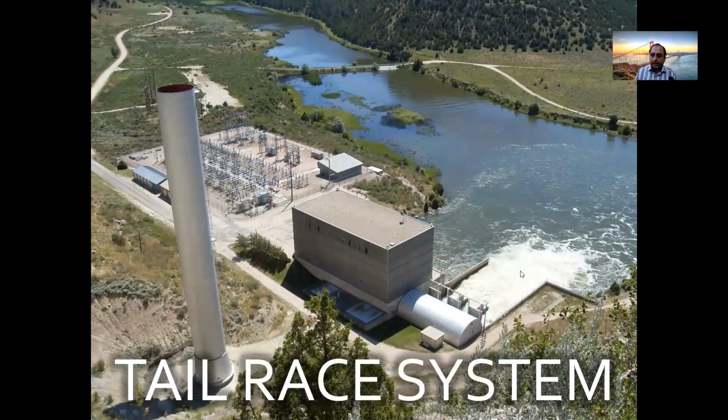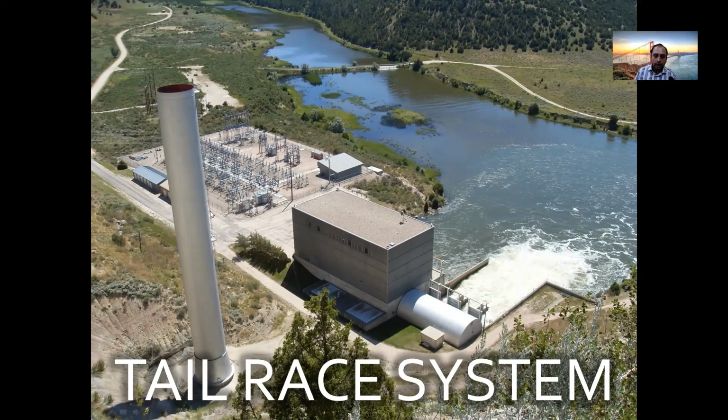Finally, the tail race system. Once the electricity is generated, the water has to be given back to the river. It has to be transported back, and that is done by the tail race system. It can consist of a channel, or it can be a tunnel, or the water can be given directly from the turbine to the river, like this in case of a surface powerhouse.